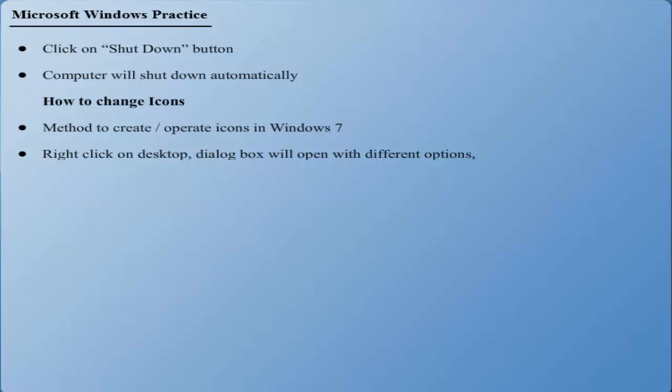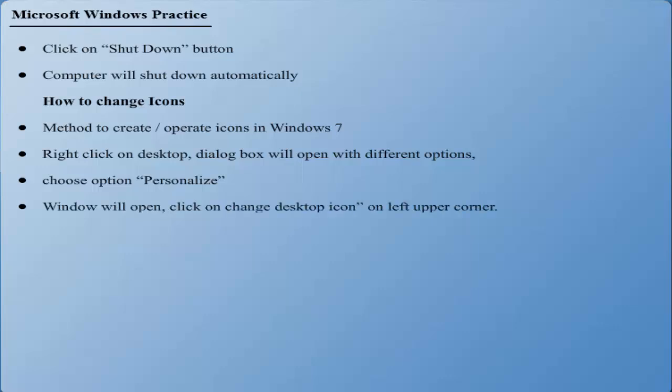Number 2, after clicking this option, another window will open where one can see the option Change Desktop Icons in the left upper corner. Simply choose this option. Number 3, another smaller window will open named Desktop Icon Settings. Here, one can see the different icons.